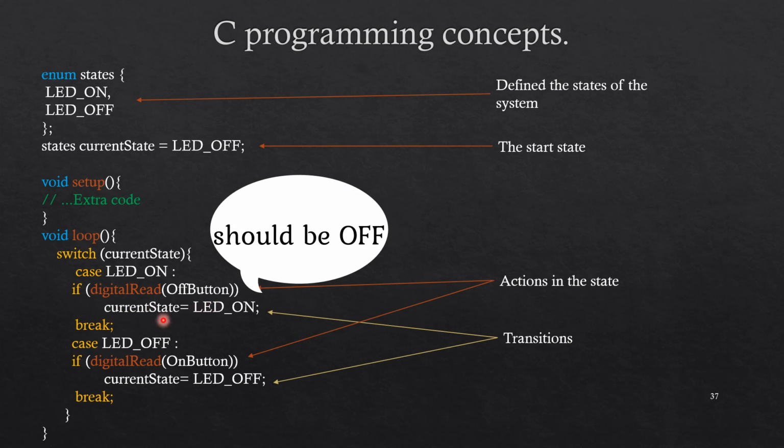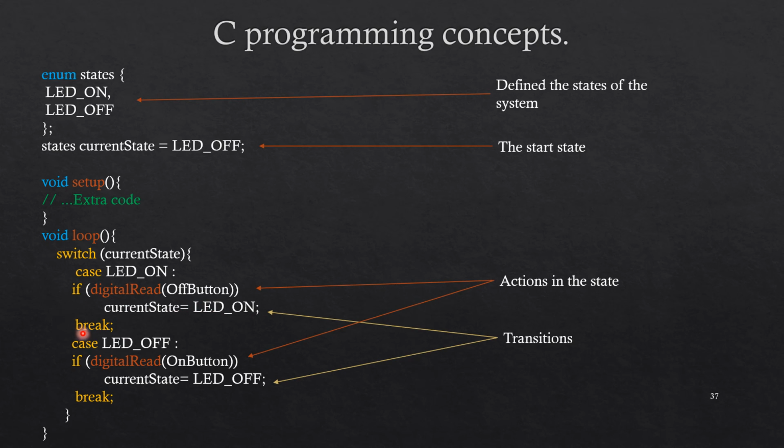This will change the current state to be the LED on, and then it will break, which means the compiler will go outside the switch statement and therefore outside the loop. When it goes back up, it will check the current state again, and because we have just changed the state to be on, then the compiler will go to wherever the case LED on is and execute whatever is inside. And that is also the same when the LED is off.